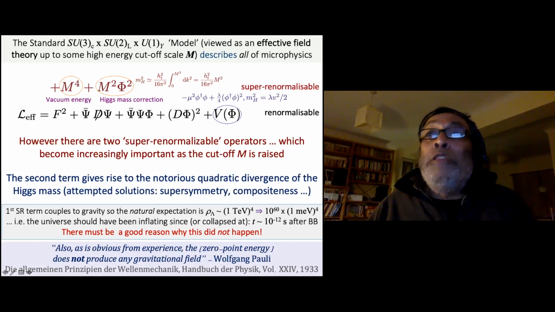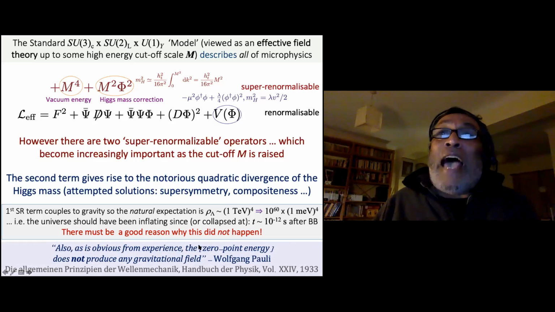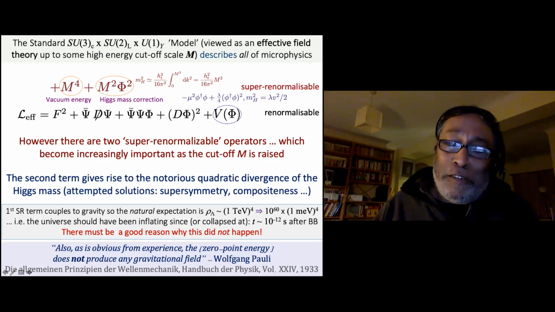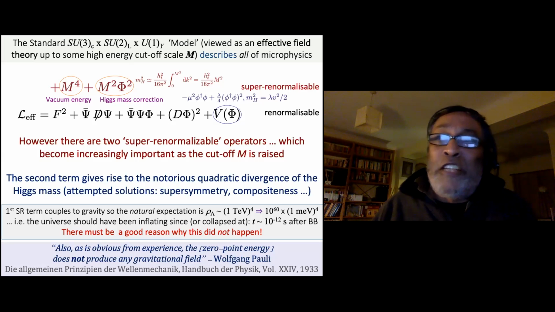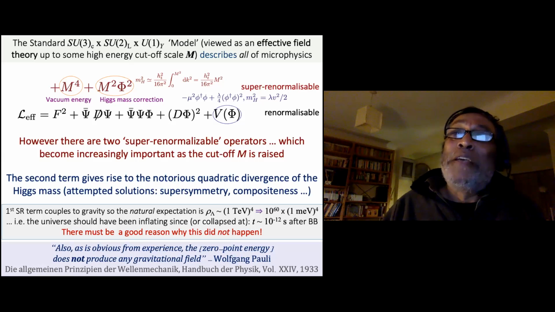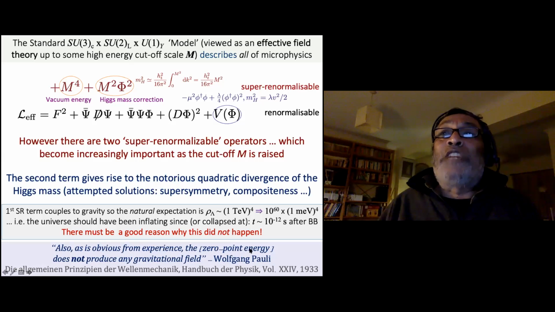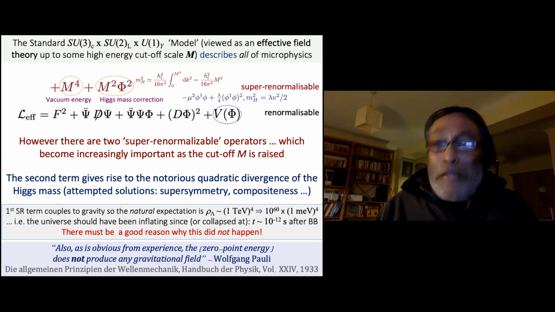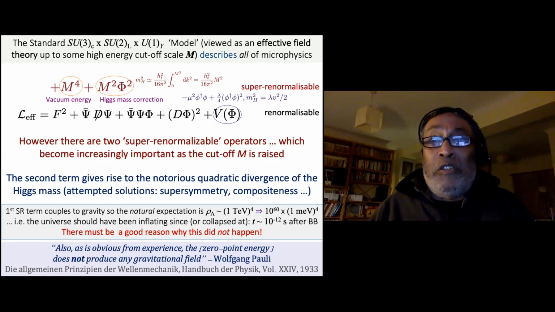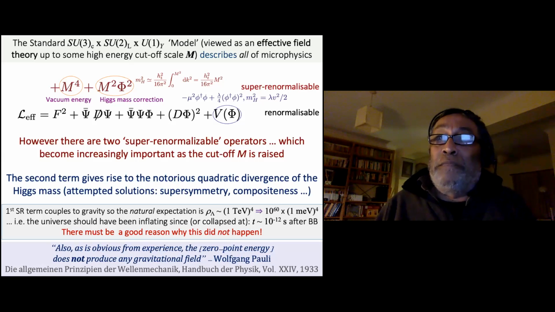Well, Pauli wrote this entry in the Handbook of Physics in 1933, and he writes, as is obvious from experience, the zero point energy does not produce any gravitational field. So he actually wrote in his notebook that the universe would not even reach the size of the moon, or something like that. Actually, it would not even get bigger than a centimeter. Now, why Pauli thought that this does not produce any gravitational field, he does not tell us. He did scribble that in the margin, right? But he says that it is obvious from experience, and that is true. If you are here talking about it, it didn't gravitate.